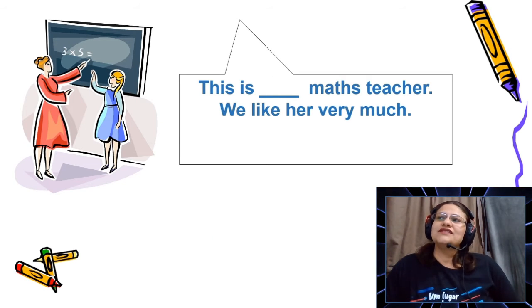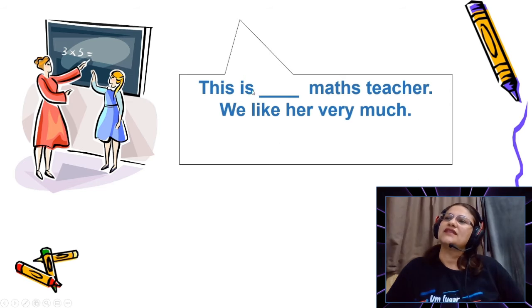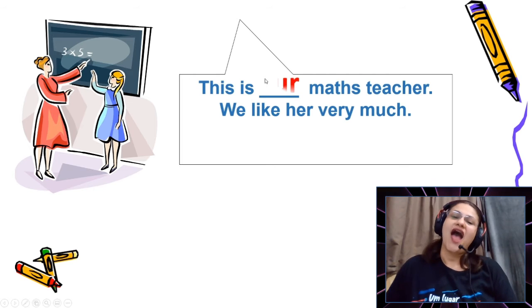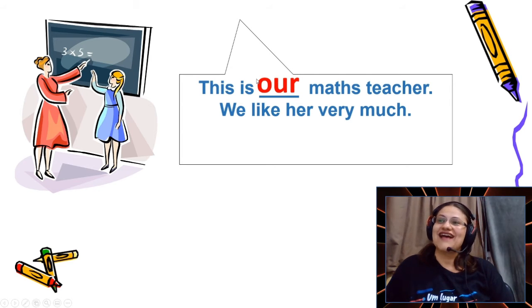Here I have this sentence. This is, I don't know, math teacher. We like her very much. So we, the possessive adjective for we is our. Yes, our. This is our math teacher. We like her very much.